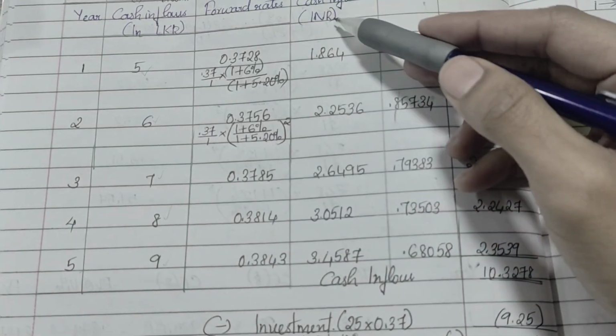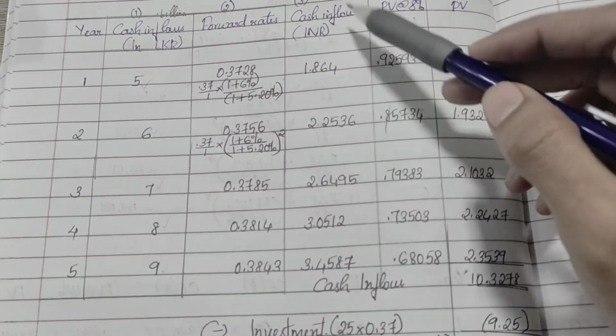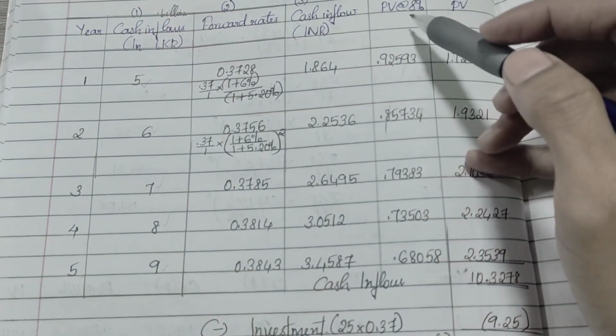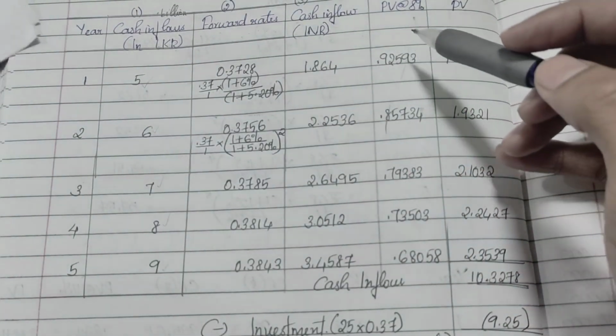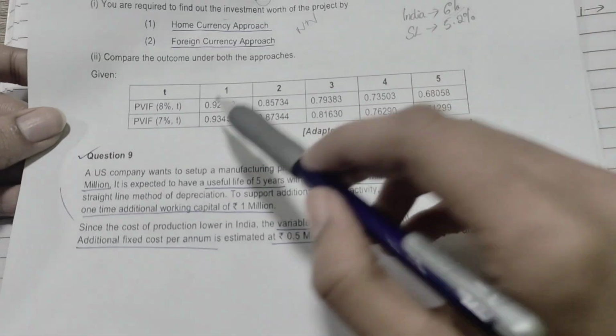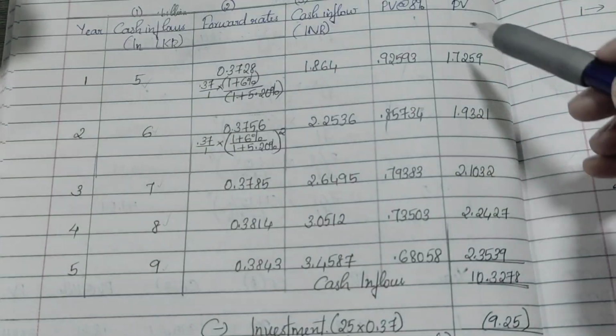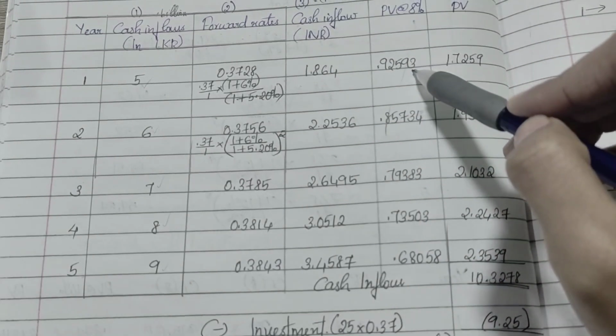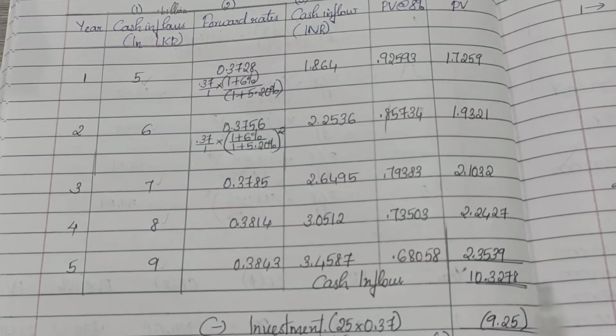Then cash inflow. Cash inflow in INR is cash inflow in Lankan rupee multiplied by forward rate. Then present value annuity factor at 8%. It is given in the question. Present value is cash inflow in INR into PV at 8%. So the total cash inflow is 10.3278 minus initial investment.